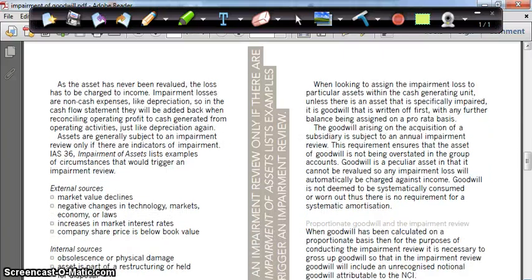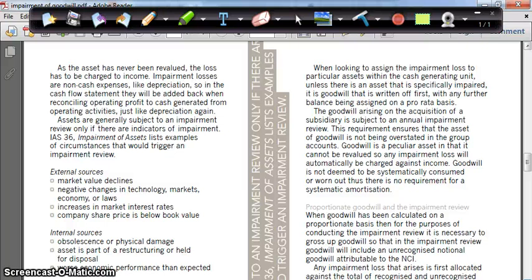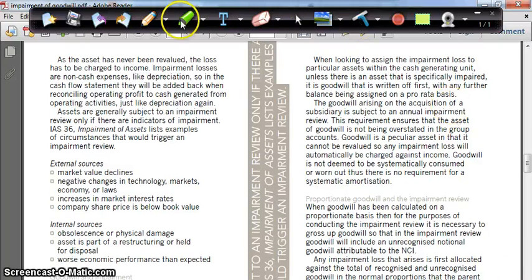So why would you impair goodwill? For goodwill, there are going to be very different indicators that the goodwill, or in fact any other asset, has been impaired. So if we just look here, there's a couple of examples that the examiner, or the person who wrote this technical article, has given us.